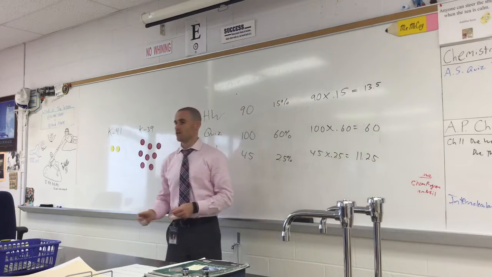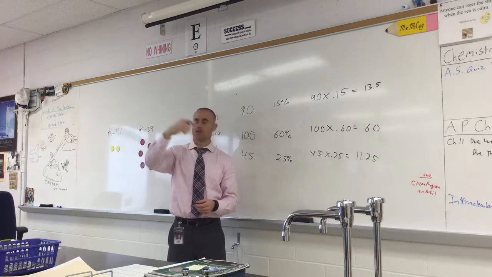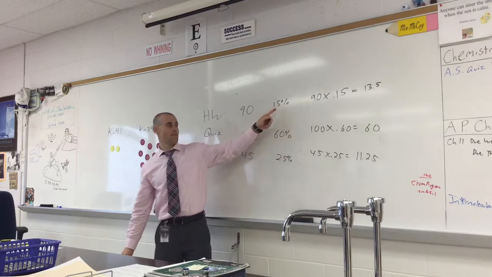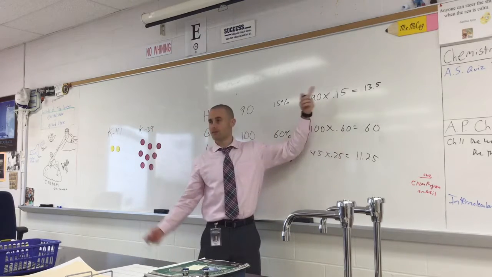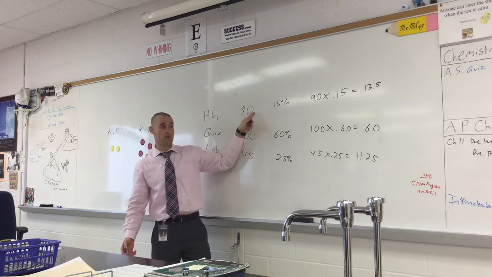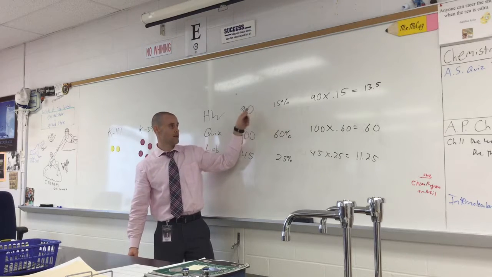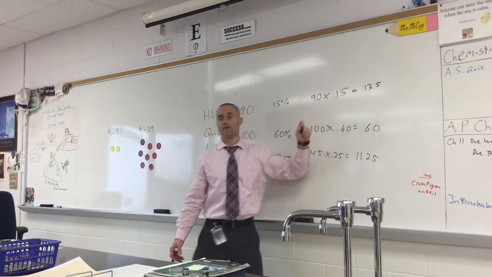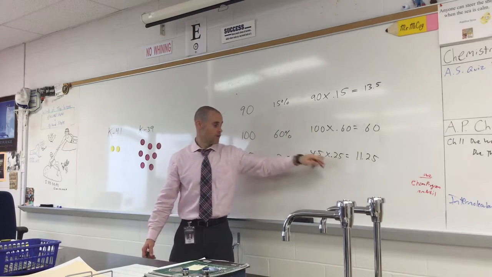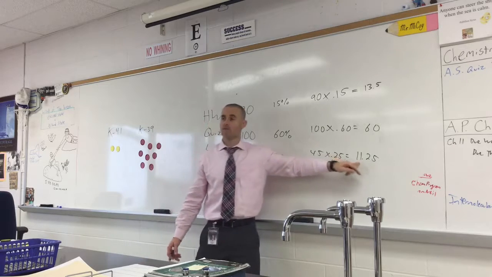Okay, now look up here. Really pay attention, because this is how you're going to learn how to do the chemistry part. You take the percent, make it a decimal. That's easy to remember, I think. Then multiply it by whatever the number is associated with that percent. So 15% of 90 is 13.5. 60% of 100 is 60. That one was easy. 25% of 45 is 11.25.